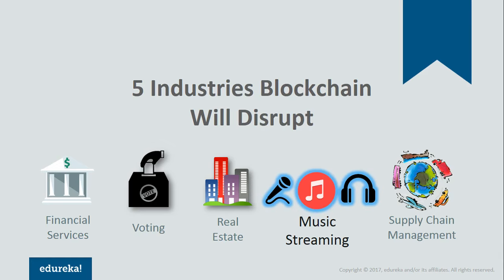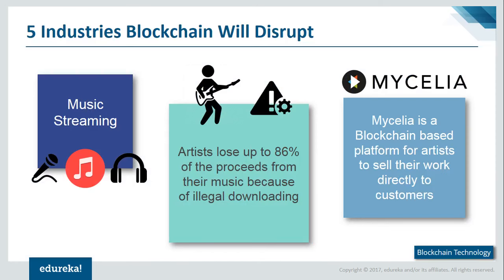Coming down to the next domain, which is the music streaming domain. Now we've already discussed this in our previous slides. Now as I had said, artists lose about 86% of their proceeds due to illegal downloads. Now Mycelia is a platform on which artists can actually sell their work directly to the user, thereby reducing the profit made by middlemen as well as reducing the loss that is being caused due to illegal downloading.